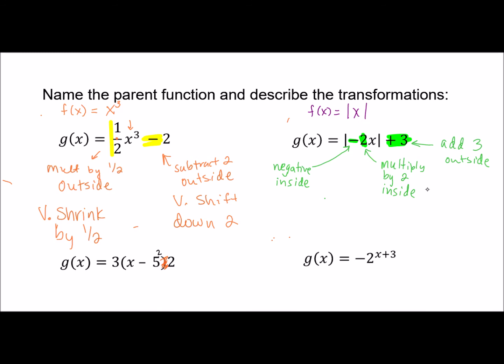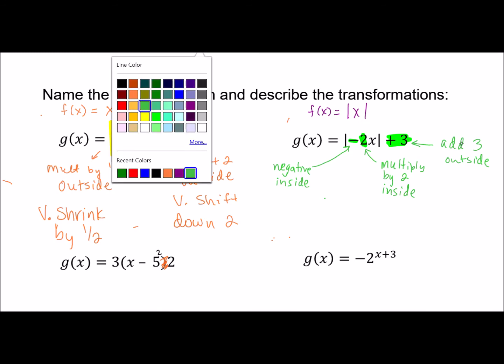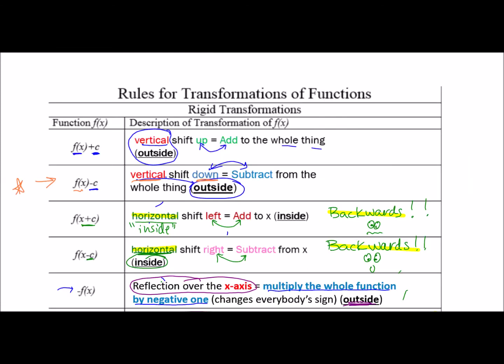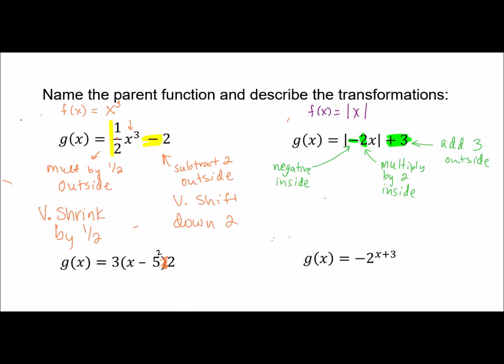Okay, one at a time. Let's see, adding 3 outside. I know what it means to add 3 outside, right? We already learned that outside, adding, vertical, shift up. Those are the easy ones to remember. So this is a vertical shift up 3 because we added.